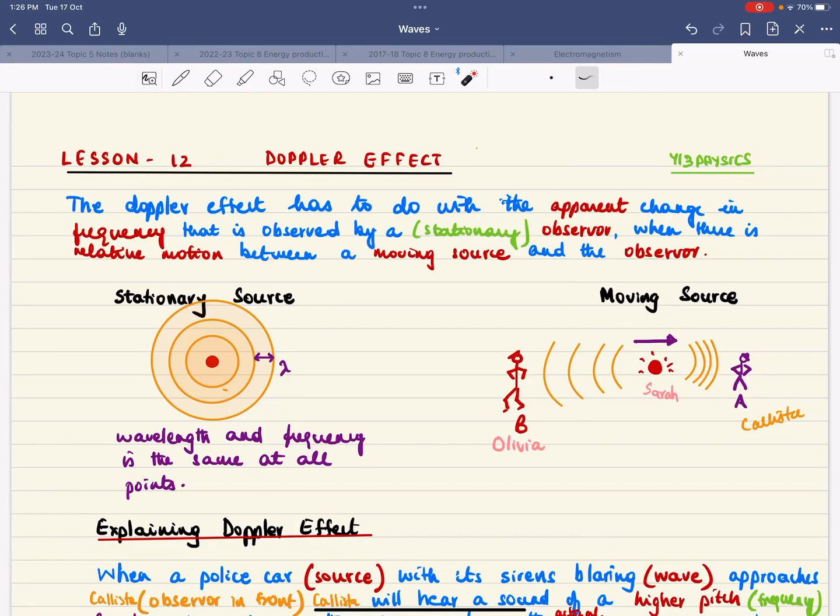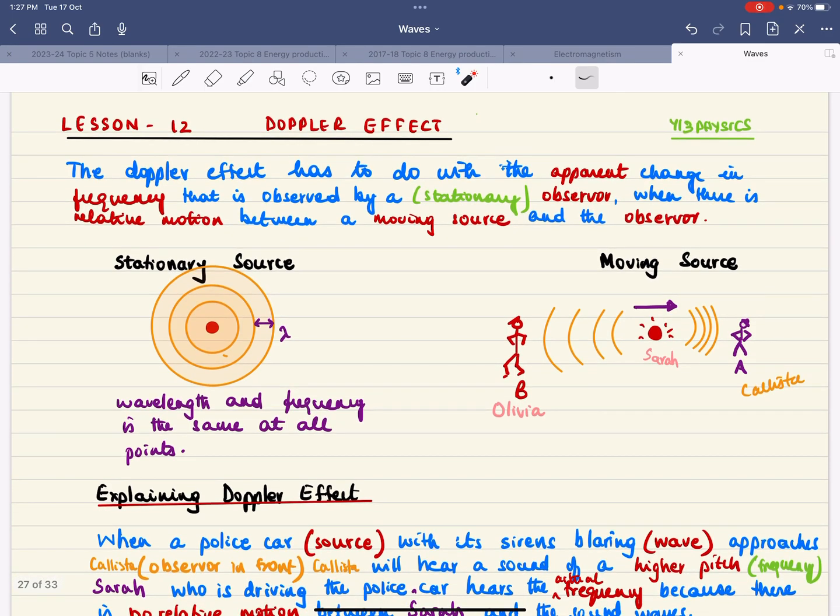This is lesson 12 for year 13 physics, and we're coming towards the end of waves. This one is on the Doppler effect. So what is the Doppler effect? The Doppler effect has to do with the apparent change in frequency that is observed by an observer when there is relative motion between a moving source and the observer.